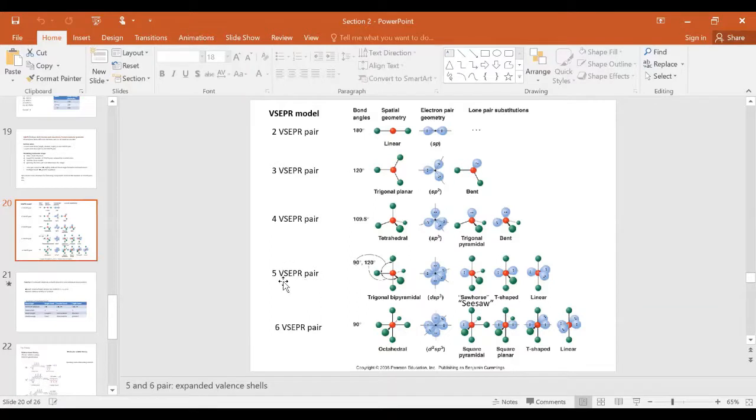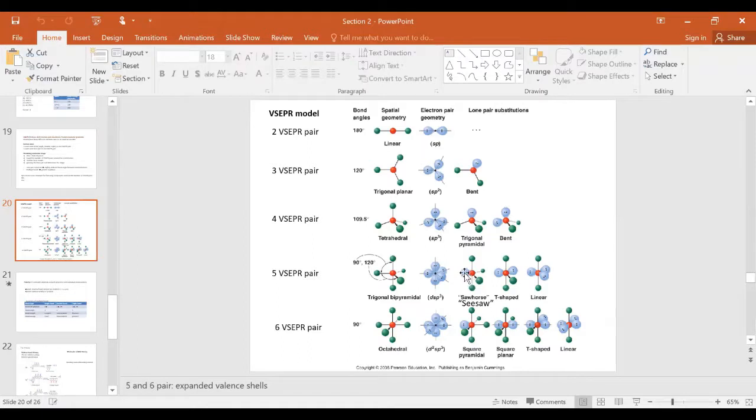And if you have five VSEPR pairs, the basic structure will be trigonal bipyramidal. It's more complicated. For the bond angles, there are two types, so you should know the bond angle on the plane and on the perpendicular positions. Respectively, they are 120 degrees for the planar and 90 degrees for the perpendicular positions. And if an atom is replaced by a lone pair, then you have the seesaw model.